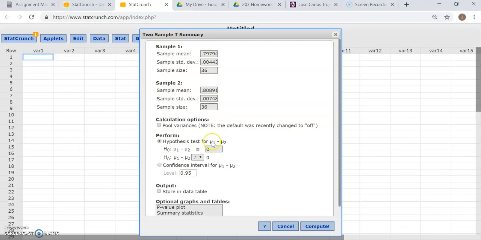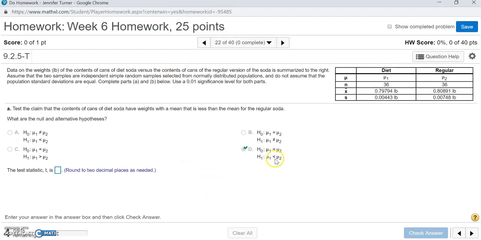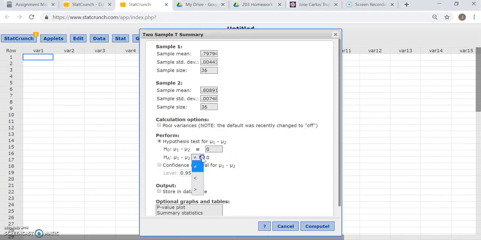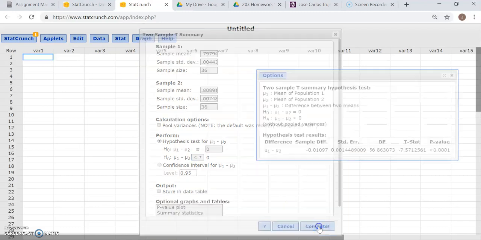Now we're going to do a hypothesis test. The null hypothesis is correct with an equal sign, but remember, our alternative hypothesis was that mu1 is less than mu2. So right here, I need to select the correct direction for that alternative hypothesis. So I'm going to select less than. And that's it. I can click compute right now.